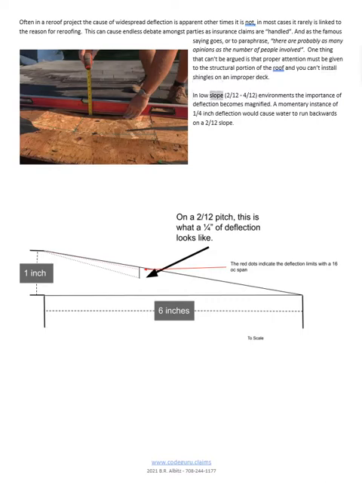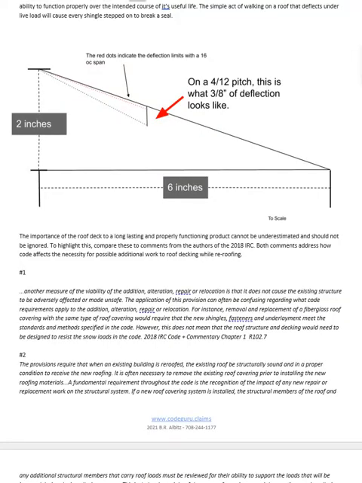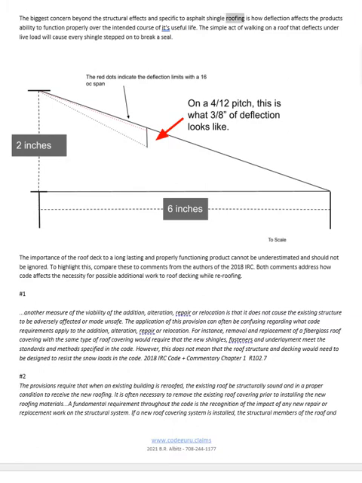In low slope, 2/12, 4/12 environments, the importance of deflection becomes magnified. A momentary instance of a 1/4 inch deflection would cause water to run backwards on a 2/12 slope. The biggest concern beyond the structural effects and specific to asphalt shingle roofing is how deflection affects the product's ability to function properly over the intended course of its useful life. The simple act of walking on a roof that deflects under live load will cause every shingle stepped on to break a seal. The importance of the roof deck to a long-lasting and properly functioning product cannot be underestimated and should not be ignored.